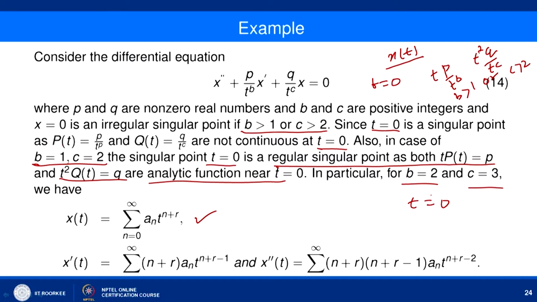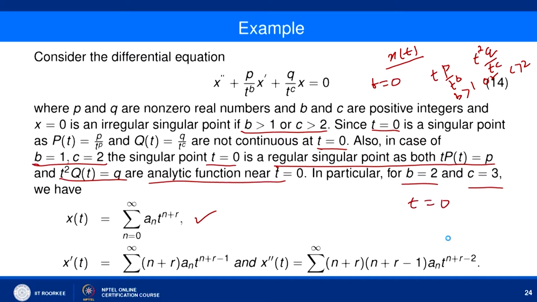We calculate x dash t and x double dash t. x dash t is summation n equal to 0 to infinity n plus r a n t to the power n plus r minus 1, and x double dash t is summation n equal to 0 to infinity n plus r into n plus r minus 1 a n t to the power n plus r minus 2.